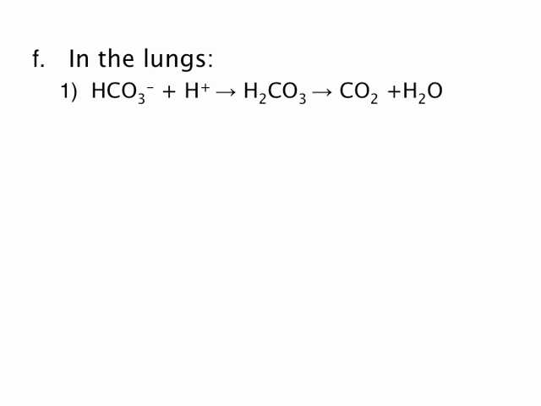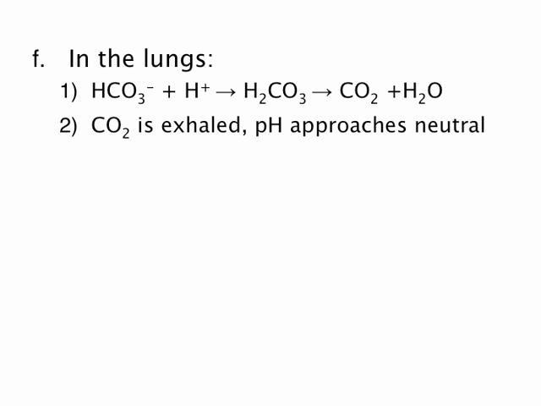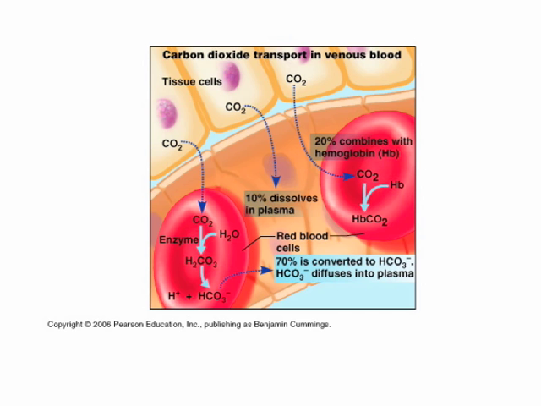In the lungs, here's what happens. The equation gets reversed. So we take our bicarbonate plus hydrogen ions. That's going to form our carbonic acid, and then that will dissociate into carbon dioxide and water. So two of the things that you're exhaling out of your lungs are carbon dioxide and water. CO2 is exhaled and the pH approaches neutral. Again, just showing you that most of the carbon dioxide is being transported as bicarbonate. And then if you were to reverse the reaction, you would be releasing the CO2 and the water.